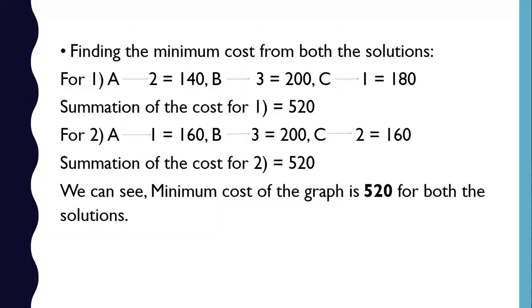Similarly, for solution 2, we see that A1 has 160, B3 had 200, and C2 had 160. When we sum this, it turns out to be 520. So what we notice here is that even though there are two different solutions, the minimum cost of the graph remains the same, that is 520. So this is the implementation of the Hungarian algorithm in a problem, and how, by solving it step by step, we find the minimal cost without any difficulty and without any errors.